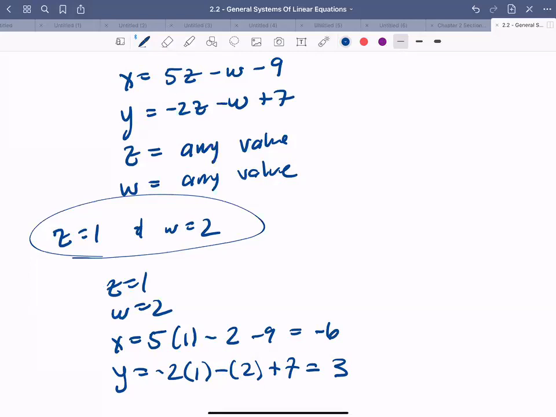But now these vary and depend on what Z and W are. Therefore, you have a whole bunch of different types of solutions you can have.